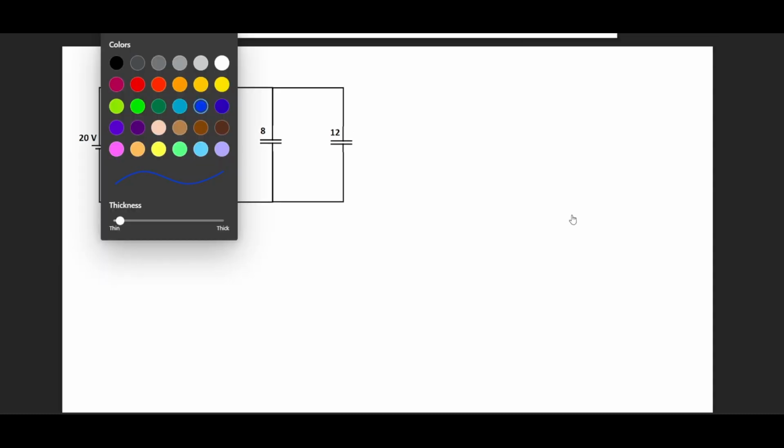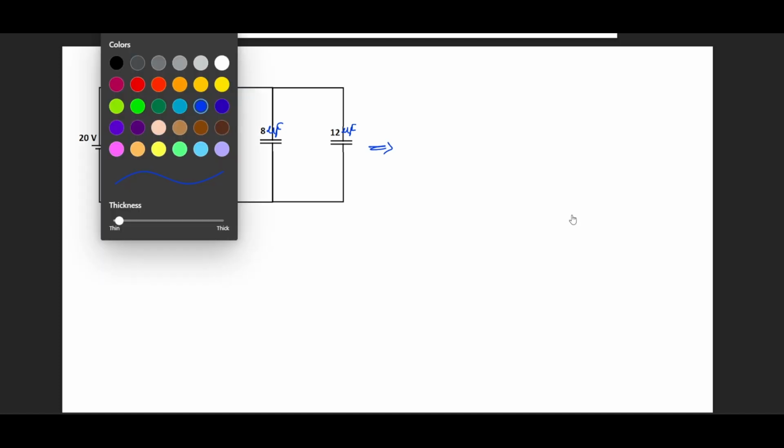In this, we have a 20 volts battery, and we understand that these are 6 microfarad, this is 10 microfarad, and this is 8 microfarad, this is 12 microfarad. So we understand that these capacitors are having values in microfarad. Now micro would mean power minus 6. Our first job, and what is required in the question?